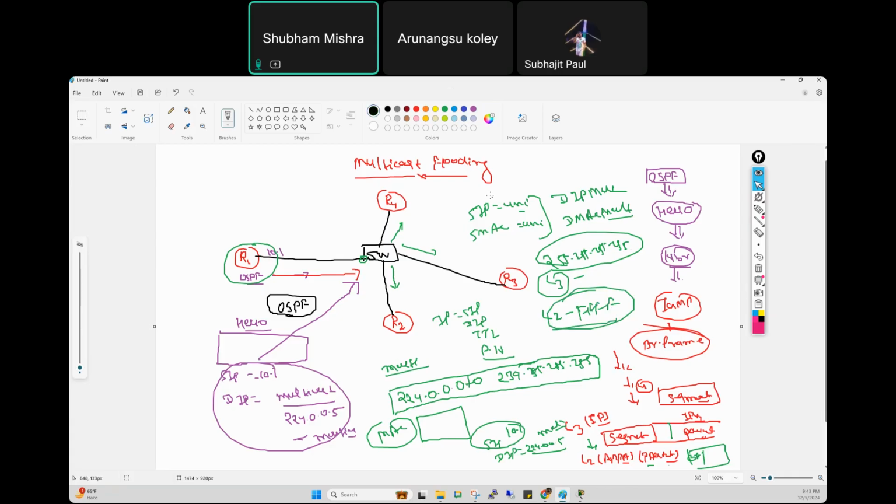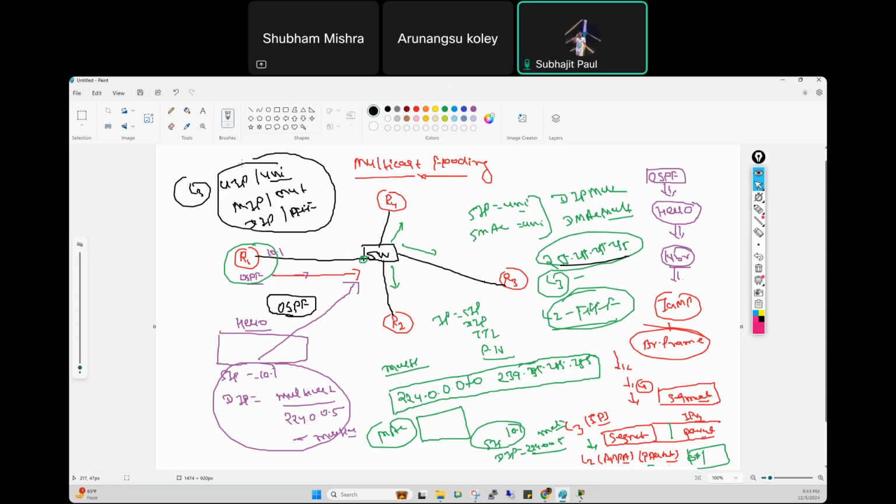Understand. If at layer number 3 you are getting the unicast IP, then your MAC will also be unicast. If you are getting multicast IP, then MAC will also be multicast. And if you are getting broadcast IP like 255.255.255.255, then MAC will be FFFFFFFFFFFF. Getting my point? Is this clear to all of you?